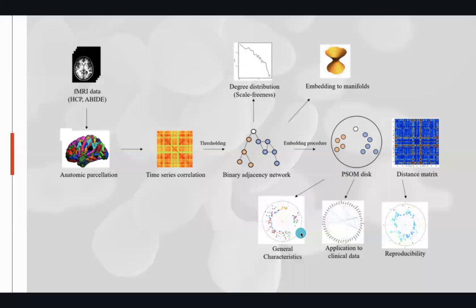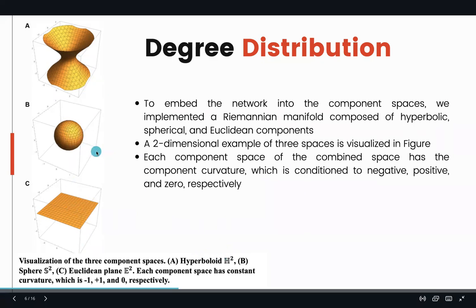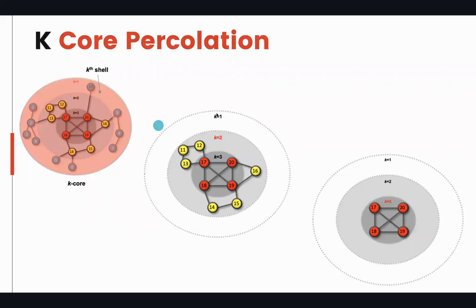We have the general characteristic, applications to clinical data, which is the brain data set, and also reproducibility of the analysis. So this is the degree distribution. The degree distribution from the brain data, I tried using the embedded network, which has hyperbolic, spherical, and Euclidean components. So these figures represent the hyperbolic space H squared, the spherical space S squared, and an Euclidean plane E squared. Each component space has constant curvature, where the value will be -1, +1, and 0 respectively. So this is the Core Percolation.